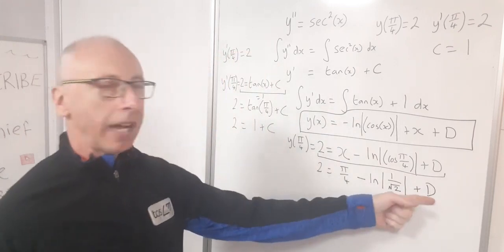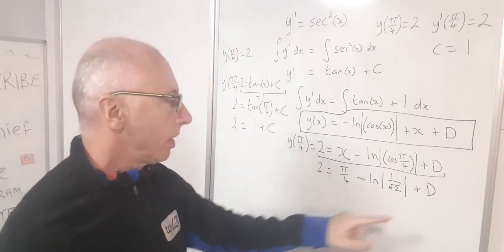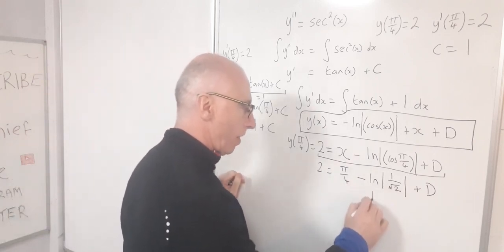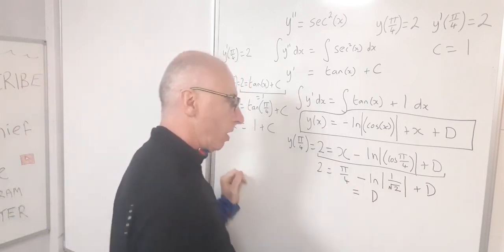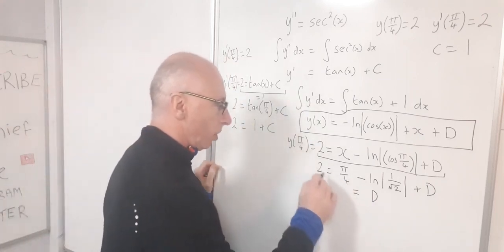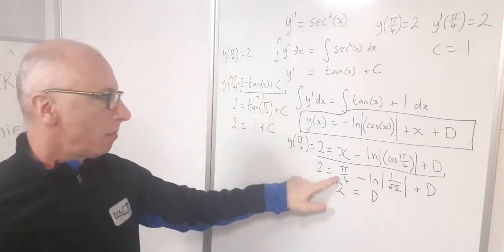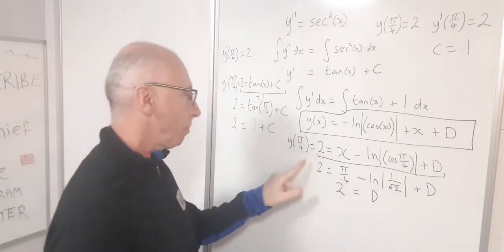Okay, now I'm well on the way to isolating my d. So I'm going to leave my d over here. So I'm going to write that here. And now working backwards with these, I'm going to bring all these onto the other side. My 2 is already here, so that will stay there. I've got a minus pi over 4 when I bring that over.